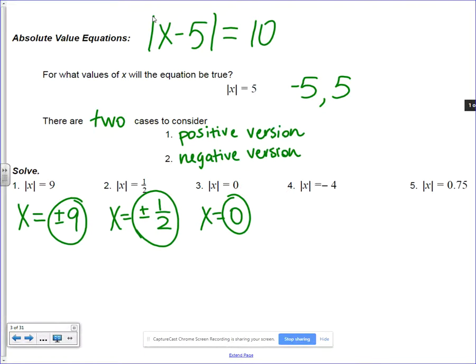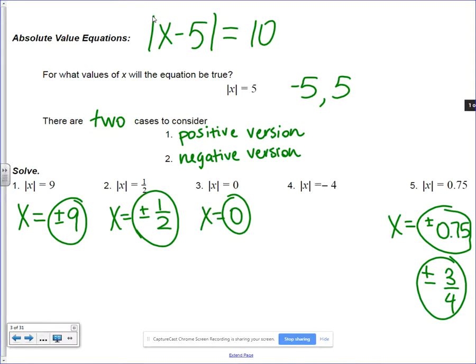Agreed? Okay, take a look at number 5. What could x be for this to work? So positive or negative 0.75. Would it be okay to do 3/4 instead of 0.75? Is 3/4 the same as 0.75? Sure it is. So if you wanted to write this as the fractional representation, you could. Are we okay with that?